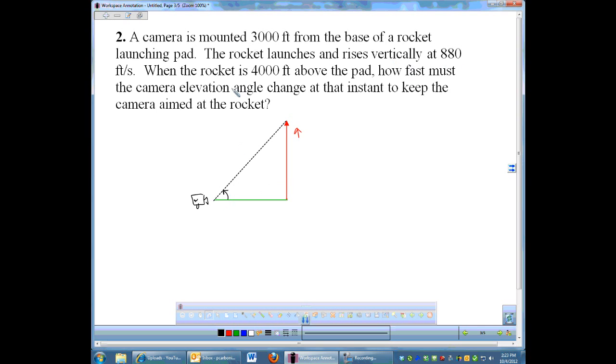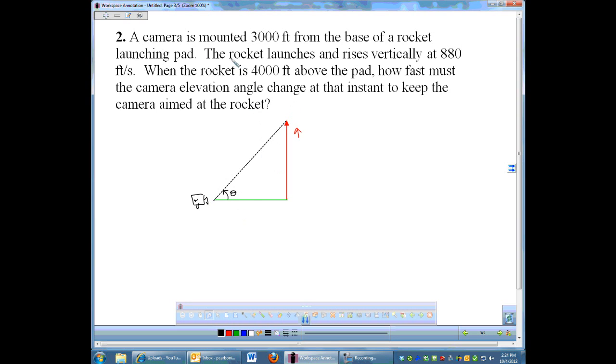As the rocket rises, the camera will have to change its angle in order to keep track of the rocket. And the question here is asking, when the rocket is 4,000 feet above the ground, how fast is that angle changing, so the camera can keep track of the rocket?